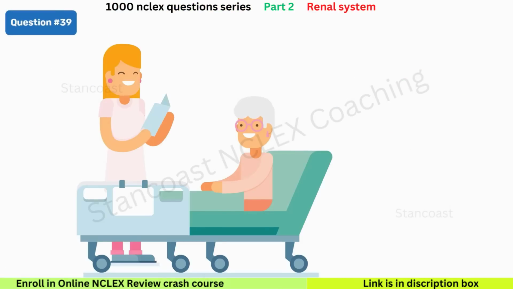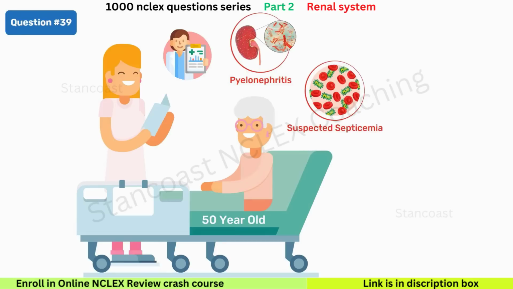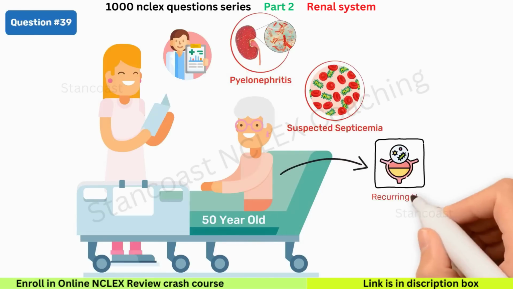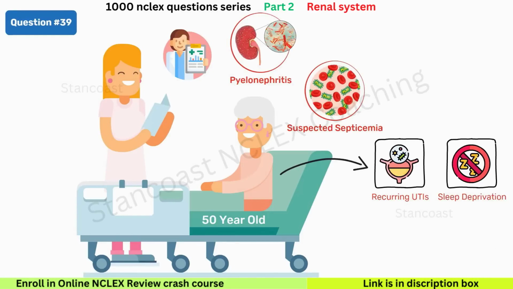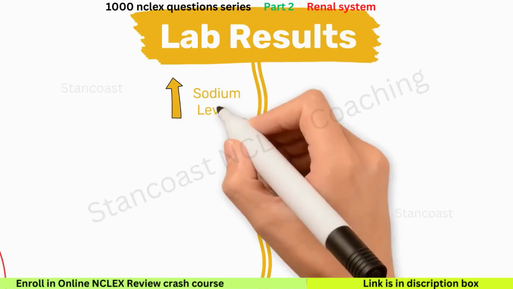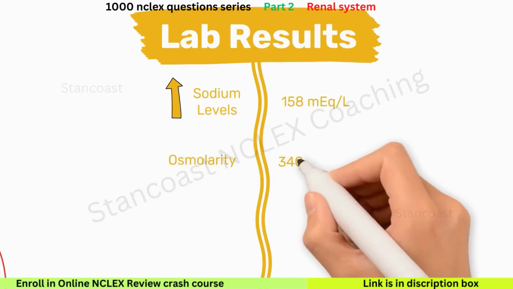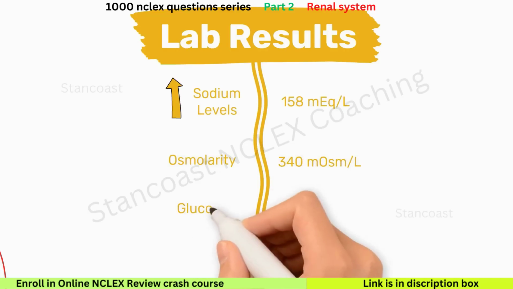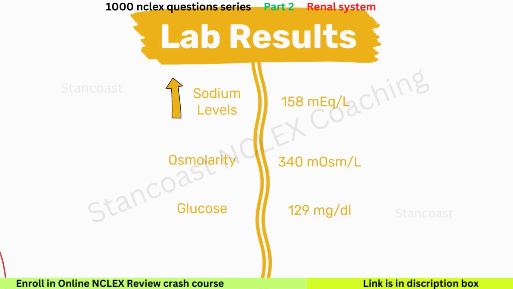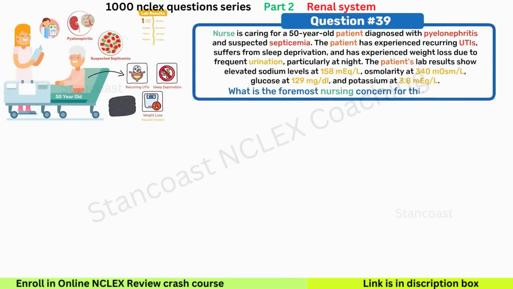A nurse is caring for a 50-year-old patient diagnosed with pyelonephritis and suspected septicemia. The patient has experienced recurring UTIs, suffering from sleep deprivation, and has experienced weight loss due to frequent urination, particularly at night. The patient's lab results show elevated sodium levels at 158 mEq per liter, osmolarity at 340 mOsm per liter, glucose at 129 mg per dL, and potassium at 3.8 mEq per liter. What is the foremost nursing concern for this patient?